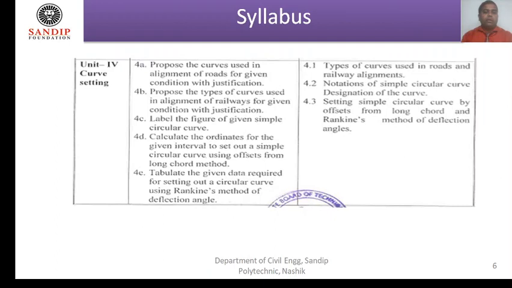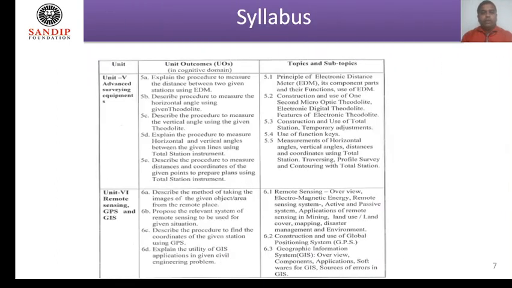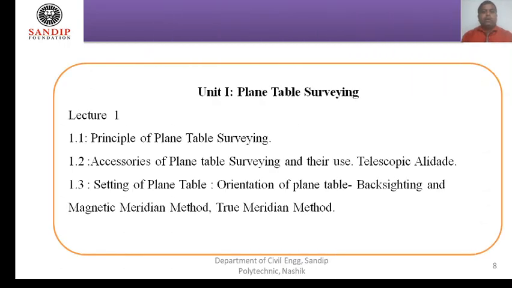Unit number 4, curve setting. Unit number 5, advanced surveying equipments. And unit number 6 is remote sensing, GPS and GIS. So let us go for unit number 1, plane table surveying.